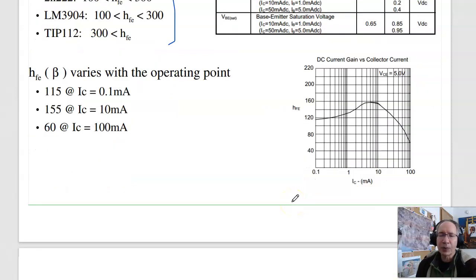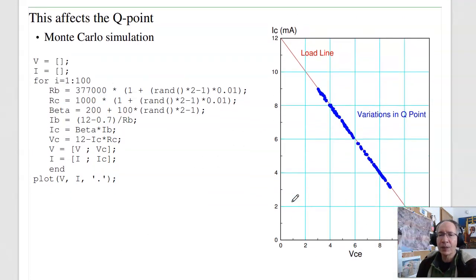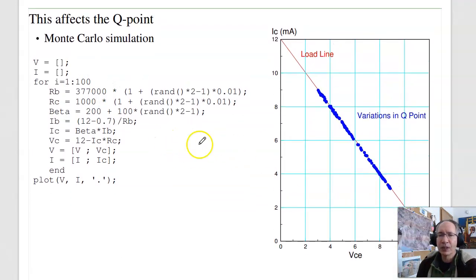That's a problem because if I built a whole bunch of these circuits, I'm going to have a lot of variation in the Q point. This is called a Monte Carlo simulation. What I'm going to do is pick a random value for the resistor.